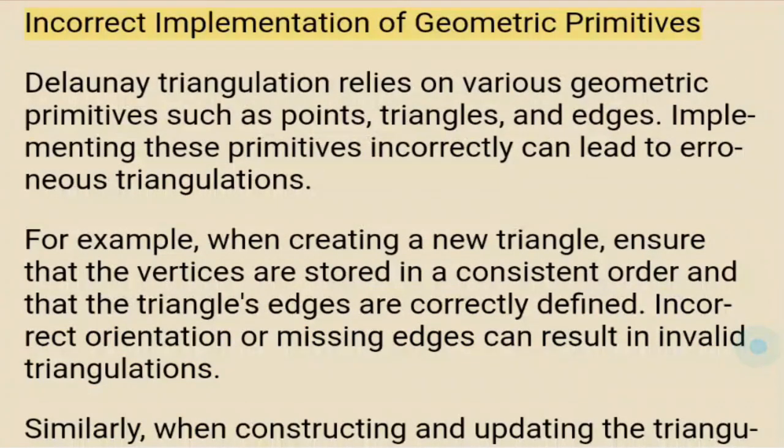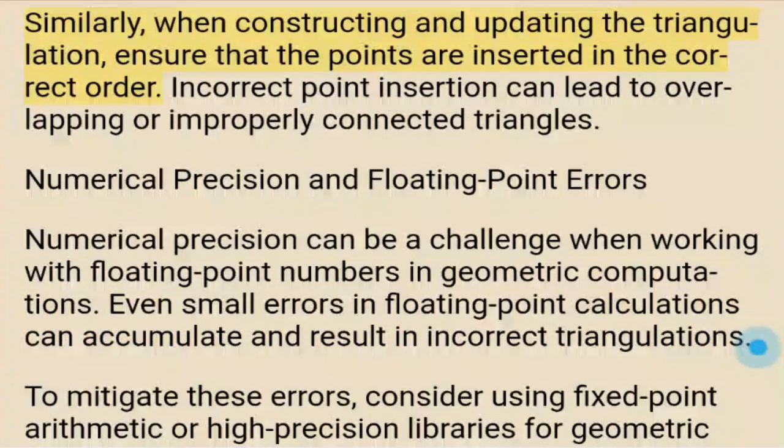Incorrect implementation of geometric primitives. Delaunay triangulation relies on various geometric primitives such as points, triangles, and edges. Implementing these primitives incorrectly can lead to erroneous triangulations. For example, when creating a new triangle, ensure that the vertices are stored in a consistent order and that the triangle's edges are correctly defined. Incorrect orientation or missing edges can result in invalid triangulations. Similarly, when constructing and updating the triangulation, ensure that the points are inserted in the correct order. Incorrect point insertion can lead to overlapping or improperly connected triangles.